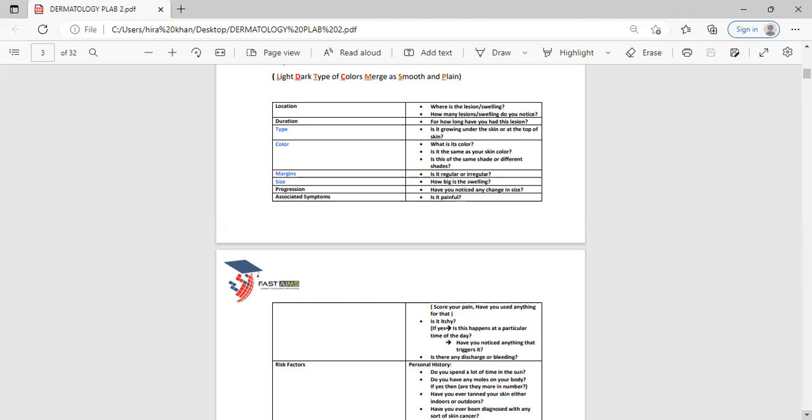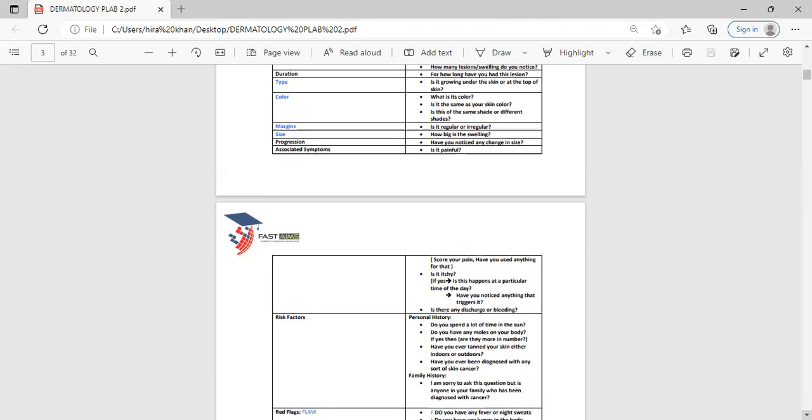And in any kind of scenario, if it is related to a lesion, you are supposed not to miss any of these, because each and every question is very important. So what is it? Location, duration, type, color, margin, size, progression, and then associated symptoms. People, please learn this mnemonic, because derma scenarios are really important. They will come in your exam. So if you do not follow this approach, you might miss something. And by doing this, you might misdiagnose the patient.